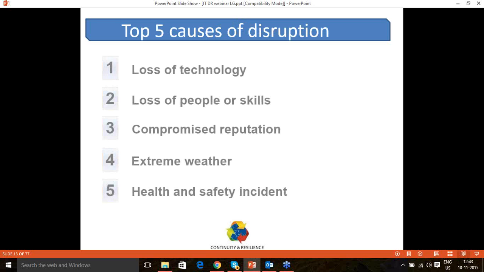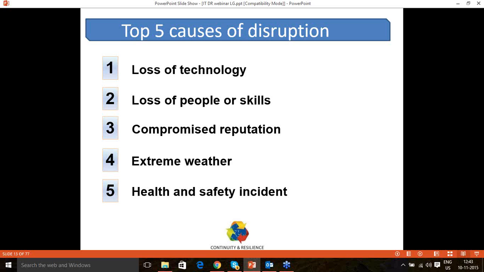So if I look at the top 5 causes of disruption to business, loss of technology is the first one. This was a survey done by somebody some 5 years back, and the situation remains the same today because now we are more dependent on technology than in the past. So loss of technology is the biggest cause of disruption for business today. We all understand how to take care of that, to mitigate or reduce the impact.